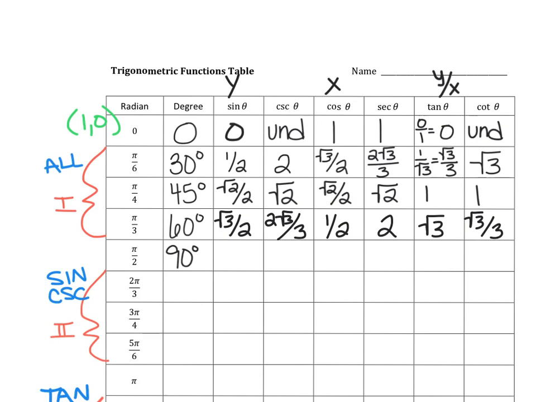The ordered pair at pi over 2 is 0, 1. So the y value is 1, reciprocal of 1 is 1, x value is 0, reciprocal of 0 is undefined. Tangent, y over x, is going to be undefined. But if I flip that over and have x over y for cotangent, it's 0.